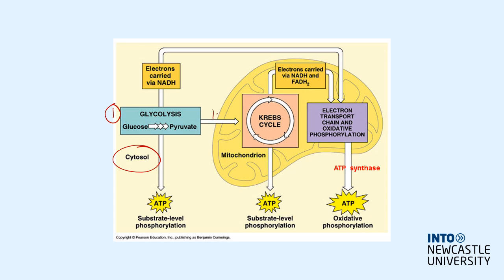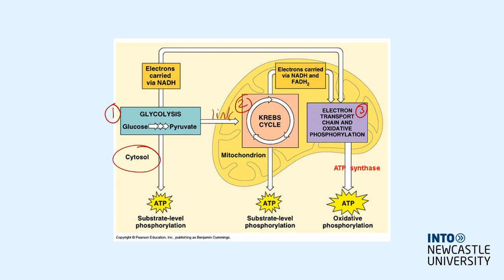We'll then have the link reaction going into the Krebs cycle, and we'll be moving into the mitochondria. And the final stage, the electron transport chain, also takes place in the mitochondria, a different location to the Krebs cycle. So it's important to look at that.